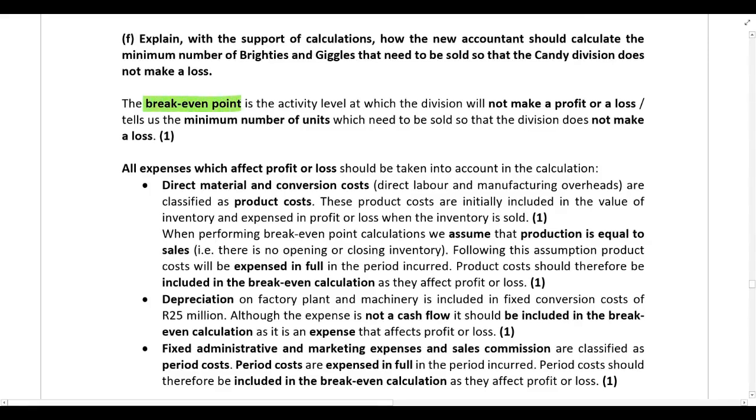The break-even point is the activity level where the division will not make a profit or a loss. Or alternatively, you could have said the break-even point tells us the minimum number of units which need to be sold so that the division does not make a loss.